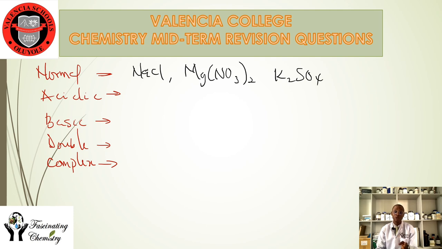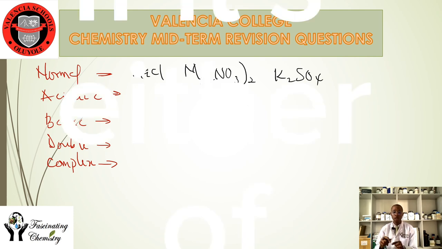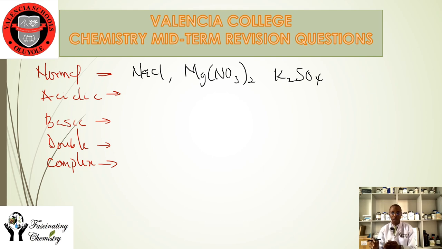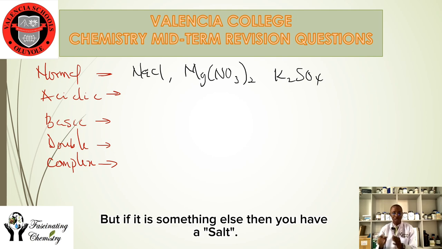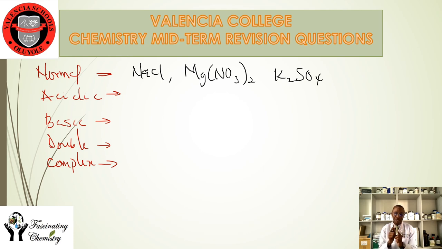And how do you even know it's a salt in the first place? You are going to have a metal at the beginning of the formula of the compound, either a metal or ammonium. And what is going to end it should not and must not be oxygen or OH. If it is oxygen or OH, then you know you have a base. But if it is something else, then you know you have a salt. So once you know you have a salt and there is no hydrogen somewhere in between or an OH somewhere in between, then you have a normal salt.